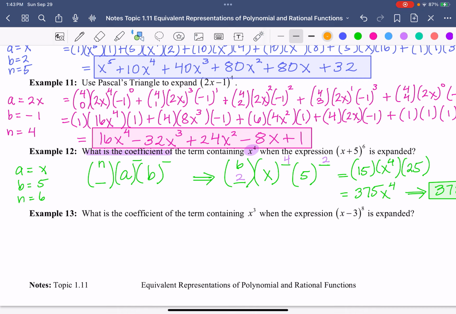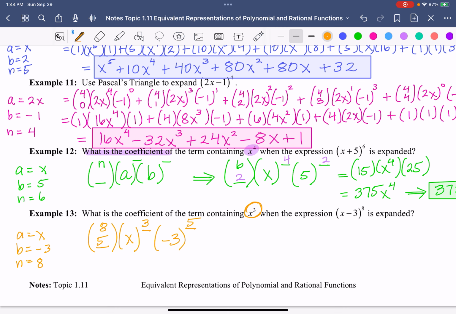So let's do A, B, and N. A is x, B is -3, and N is 8. So you start with N, choose blank, times A to the power of blank, times B to the power of blank, and this time we're looking for x cubed. So I need to put a cube on the term that has x. And because the 2 at the top have to add up to 8, this one has to be 5. And the first and the last one are always the same, so this one also has to be 5.